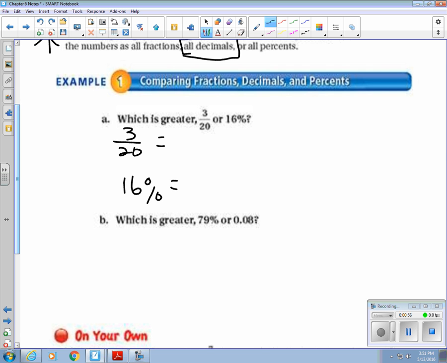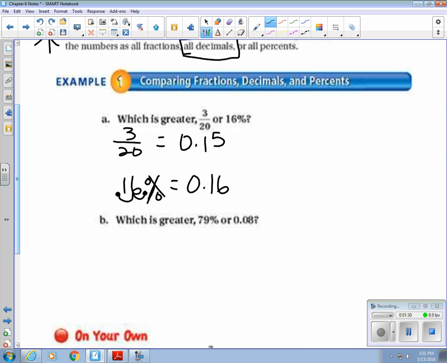So if I turn 3/20ths into a decimal, I can use a calculator and divide it, or I can do long division. 3 divided by 20 is equal to 0.15. If you're unsure how to change a fraction into a decimal, please go back and rewatch the video on changing fractions and decimals and percents into other forms. 16% I can change into a decimal by dropping the percent, adding a decimal point, and moving it 2 places to the left. And when I do that, I get 0.16.